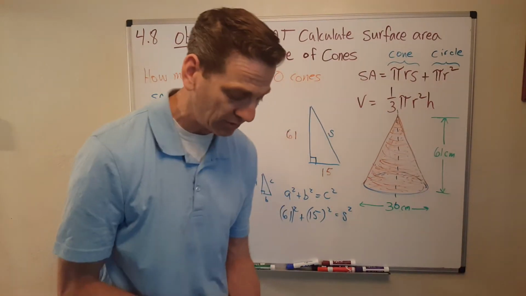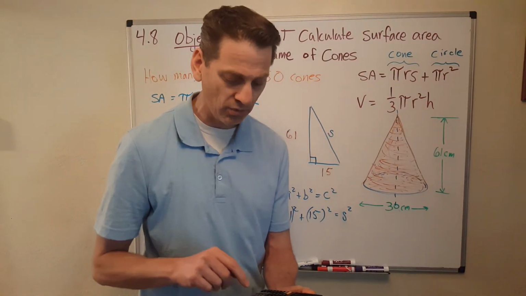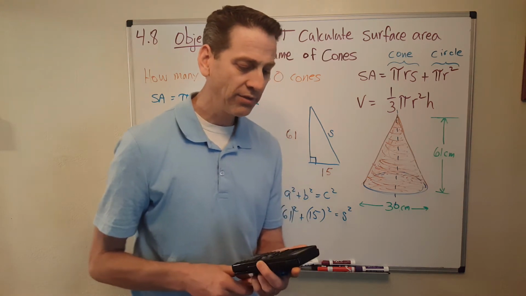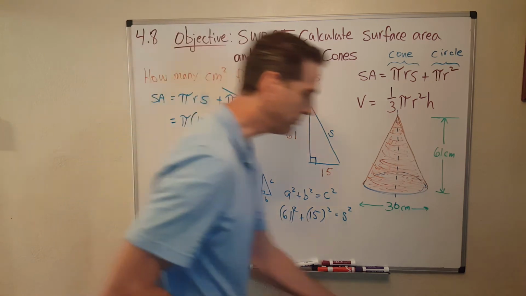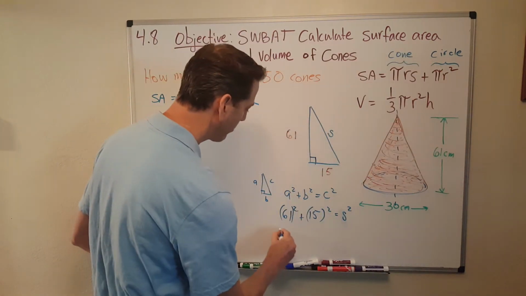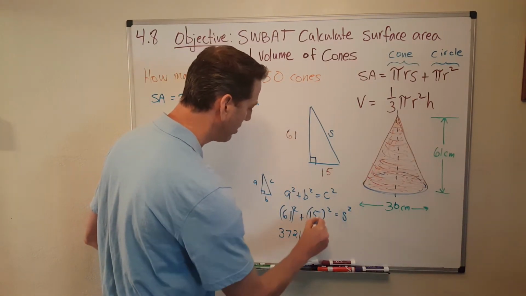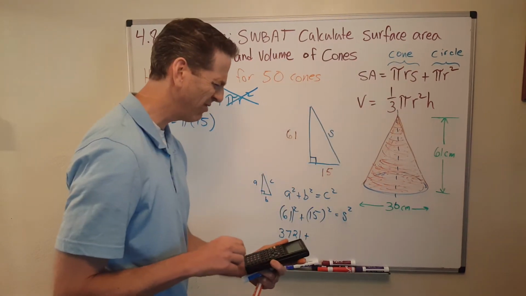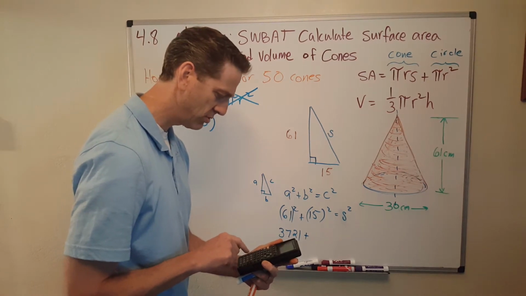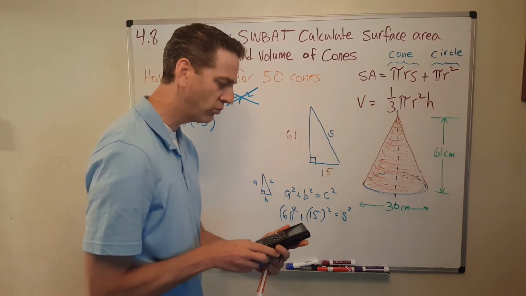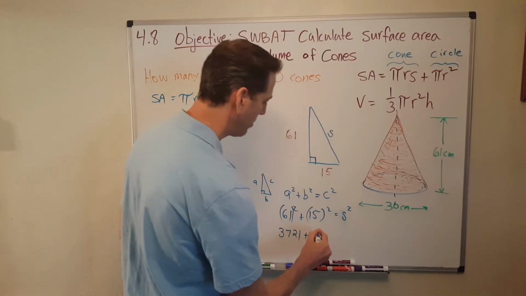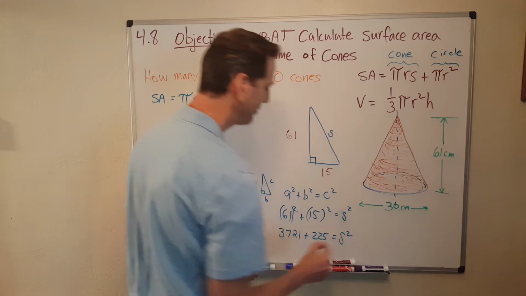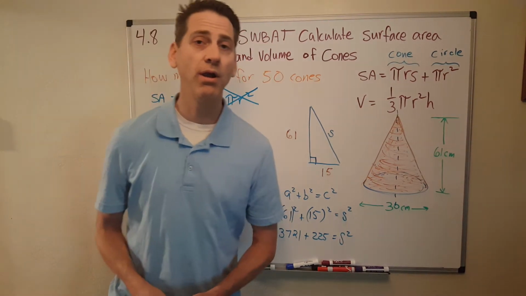I don't know what 61 squared is, so I have my calculator. It's just 61 times 61, all right, which is 3,721. So I got 3,721 plus 15 squared. Is that 300? Not sure. Nope, 225. 225 equals S squared. All right.